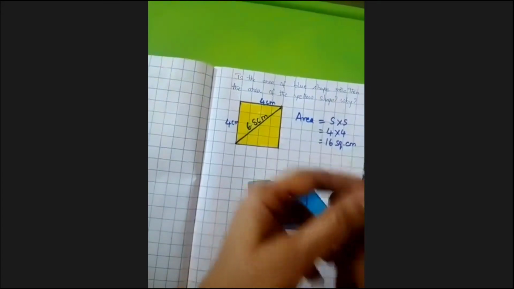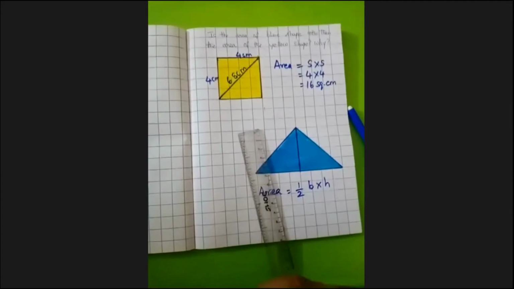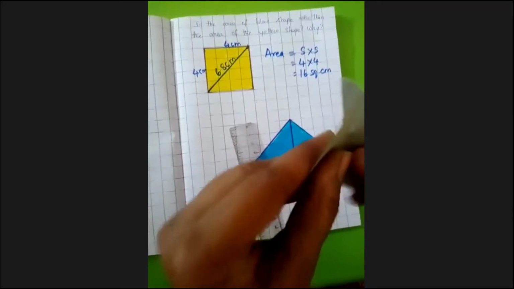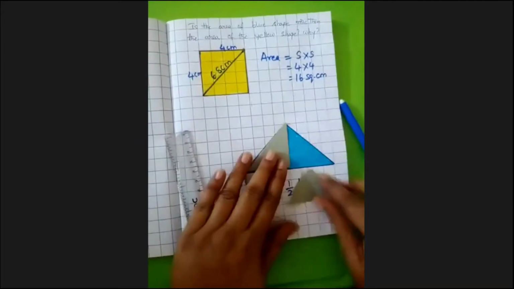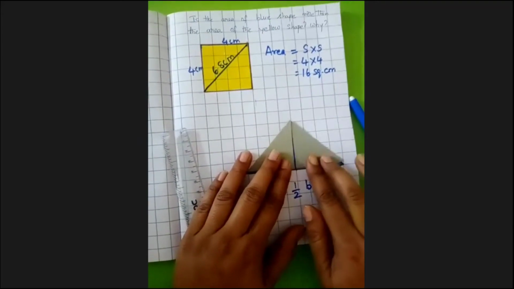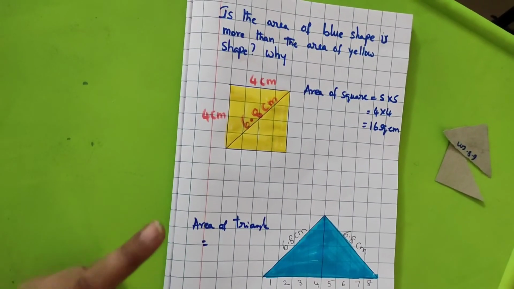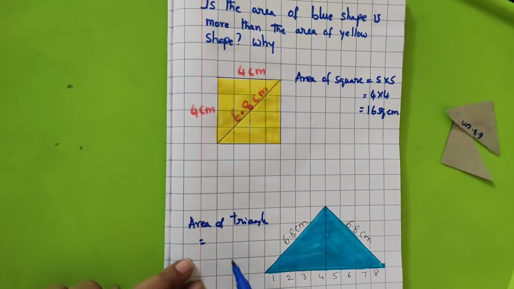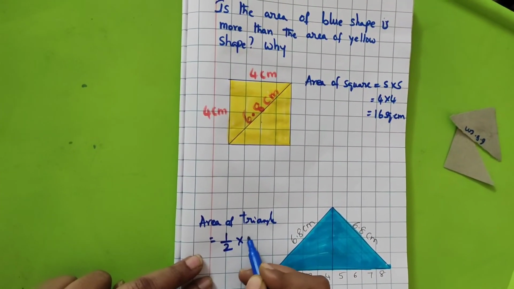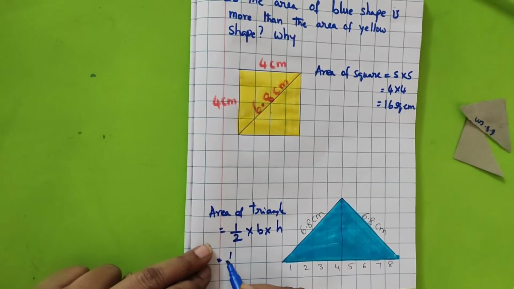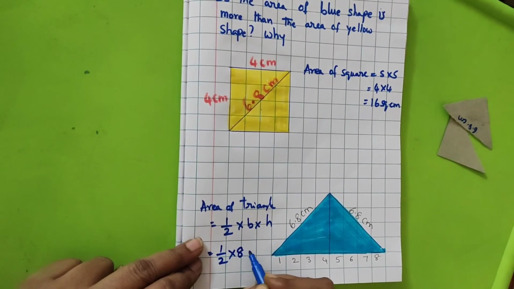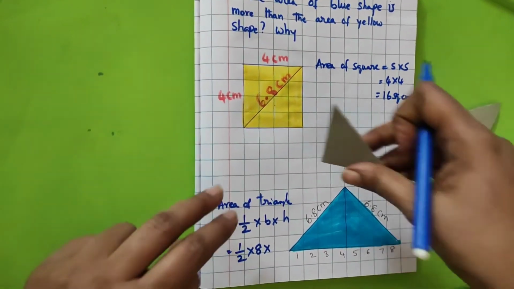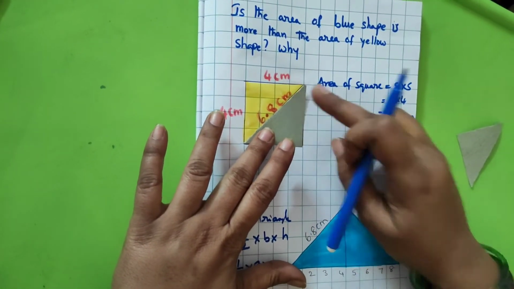Here this square can be divided into 2 halves and placed side by side like this. We can find it in 2 ways, by counting squares or by using the formula. So what is the formula? Half into base into height. Half into base, which is 8, into the height. Counting 1, 2, 3, 4, the side is 4 centimeters.